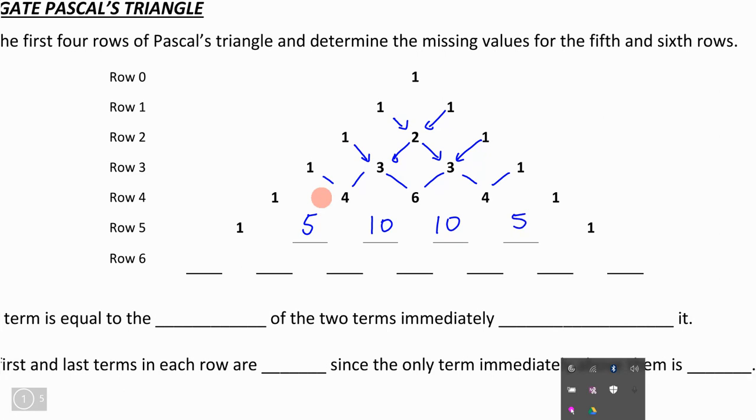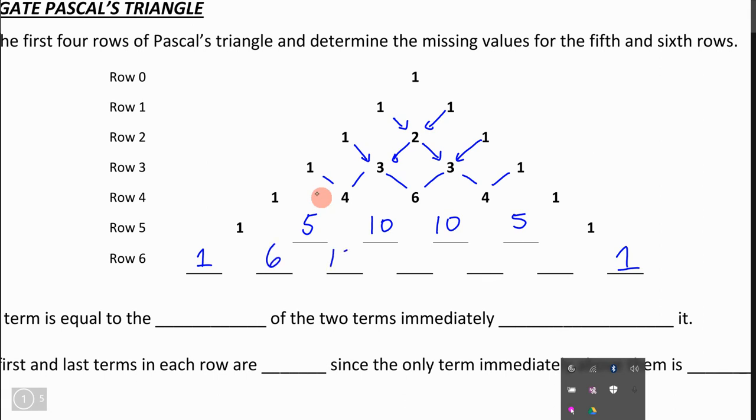If I go down to row 6, again, you must start the row with number 1, and you must end the row with a number 1. But everything else in between comes from the addition of the 2 numbers above it. So 1 plus 5 gives me 6. 5 plus 10 gives me 15. 10 plus 10 gives me 20. 10 plus 5 is 15, and 5 plus 1 is 6.